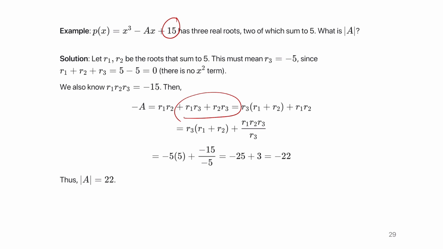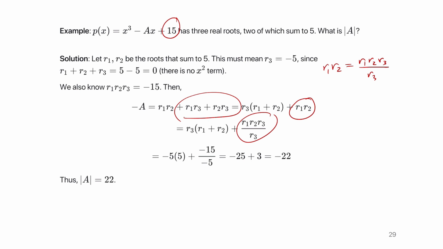Okay? And then the whole goal is to try and rewrite this in terms of what we know, right? And well, we know r1 r2 is just r1 r2 r3 divided by r3. Well, why does that matter? Well, because we already know definitively what r3 is, and we know what the product of the roots is because it's negative 15. We can see the last coefficient, and we also determined what r3 was, negative 5. So I can replace r1 r2 with r1 r2 r3 over r3.